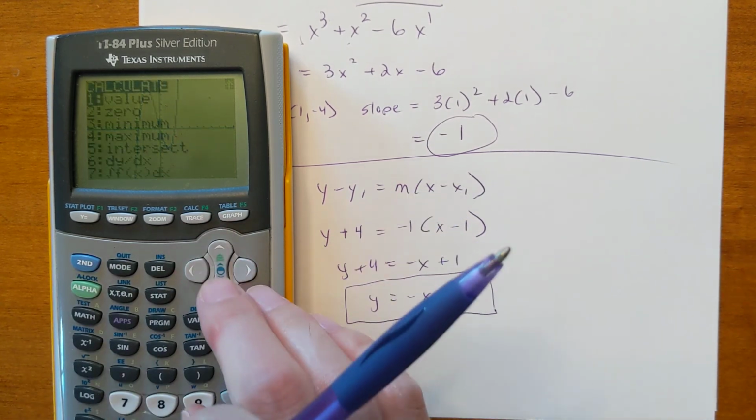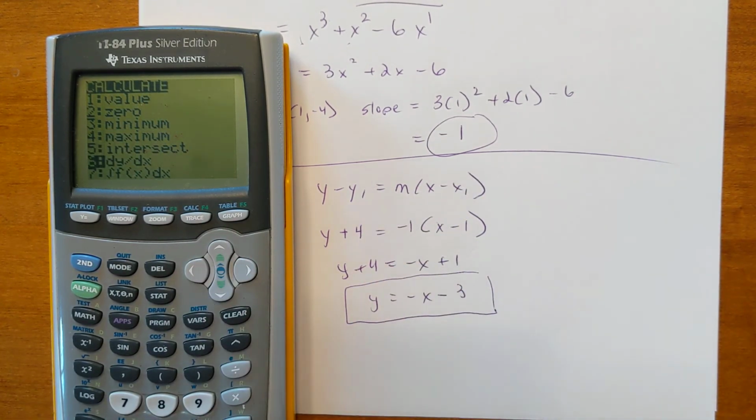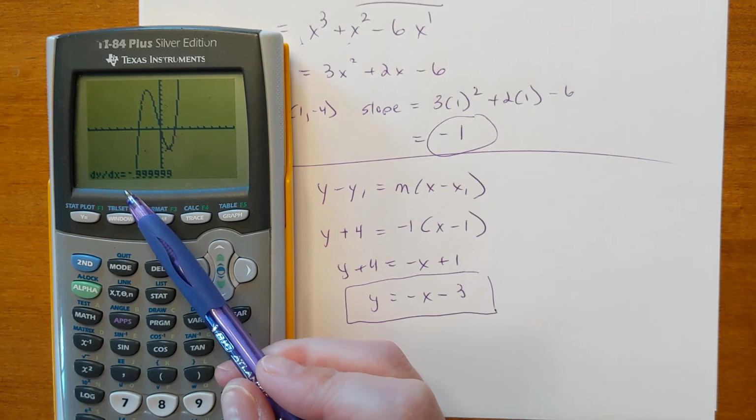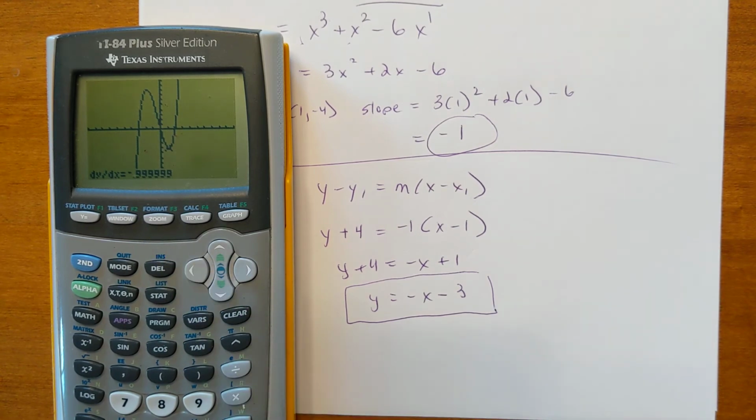So second, calculate, going down to the derivative, number 6, hit enter, at 1, enter. The slope, oh, I love it when it does this. It says negative 0.9999. It's negative 1. The calculator does that. So you can use the calculator to help confirm what you did. Just be careful. It does this sometimes. It doesn't give the exact answer on the calculator. It gives an approximate one. So use some common sense when you're doing the problem.